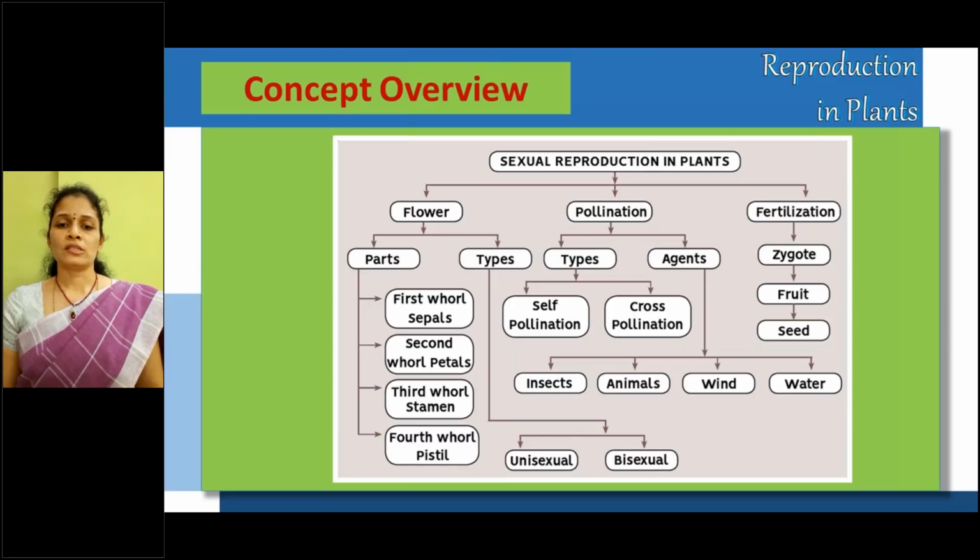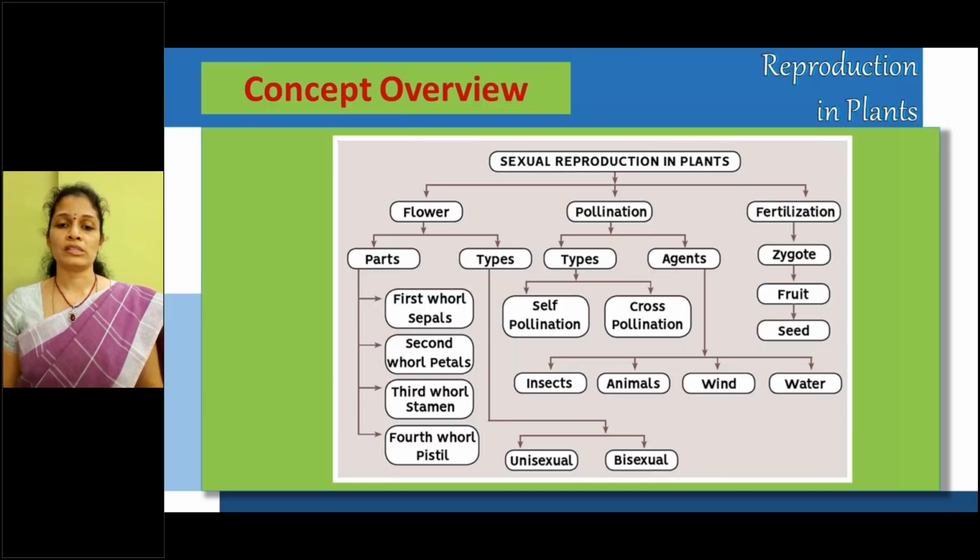And now after these types of pollination, let us see the agents of pollination. What are the pollinating agents? We have studied about the insects. Insects are biotic pollinating agents like bees, butterflies, wasps, beetles, flies, ants, all are helping in the pollination. And next, animals.